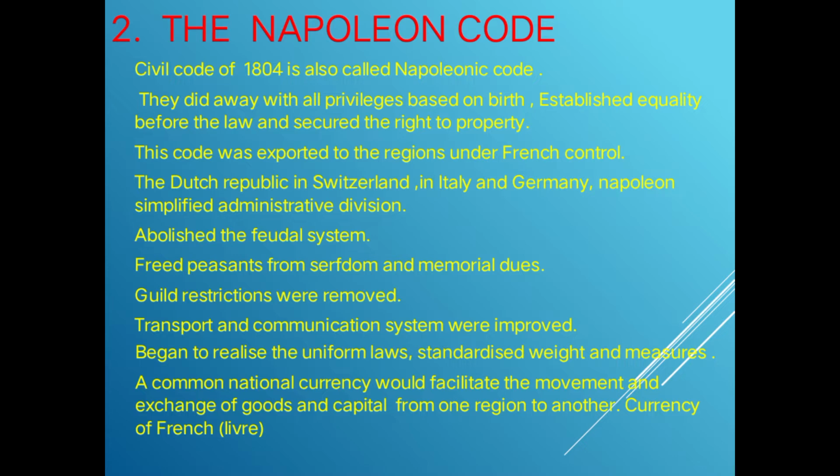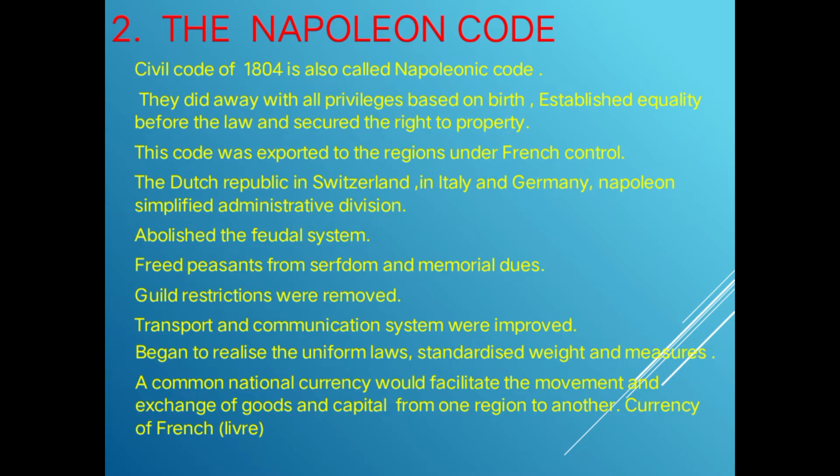Next, we shall study about Napoleonic Code. Napoleon is called the modernizer because he brought about tremendous changes after crowning himself as the Emperor of France in 1804. Wherever Napoleon's army went, they were called Harbingers. Harbinger means one who brings good news.